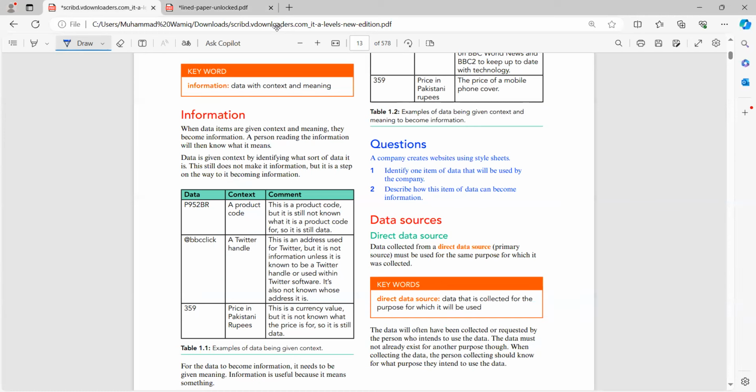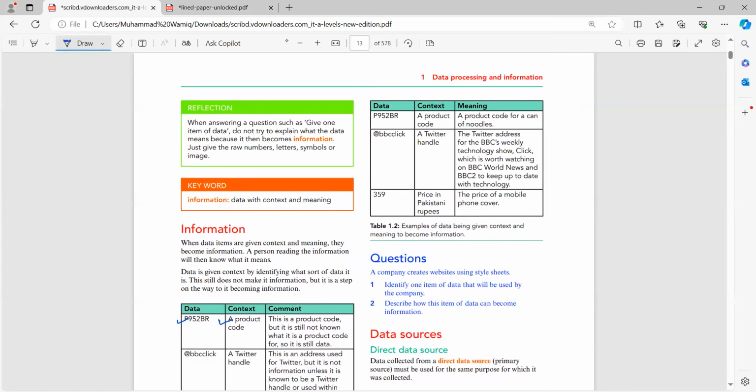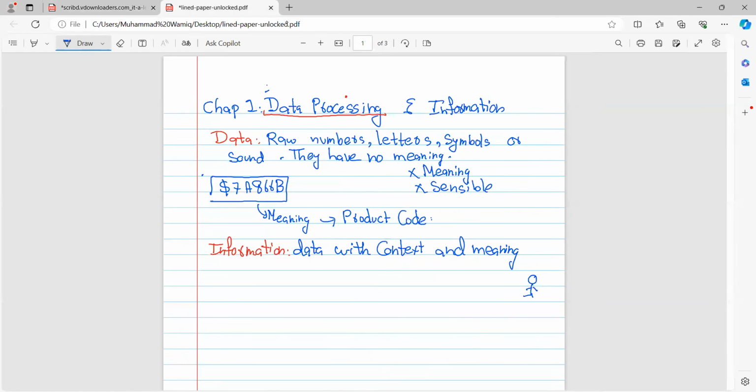For example, I have given you the same example that this is the data. If I give it as a product code, then it is meaningful. For example, some sort of currency, but if I name it a currency, then it becomes information. Like for example, I have written here 359. There could be various examples for that.